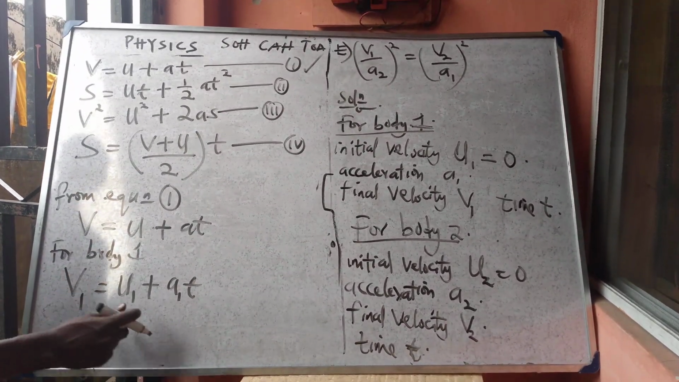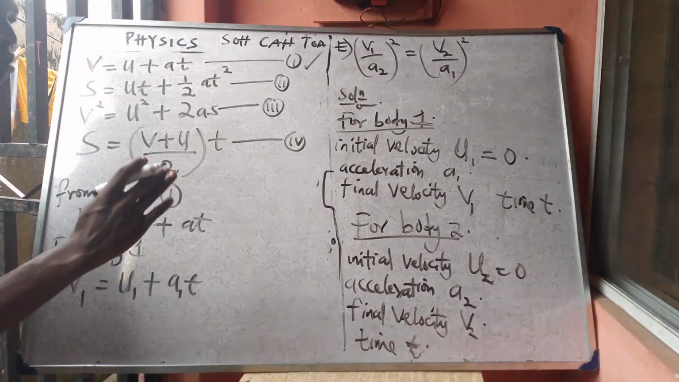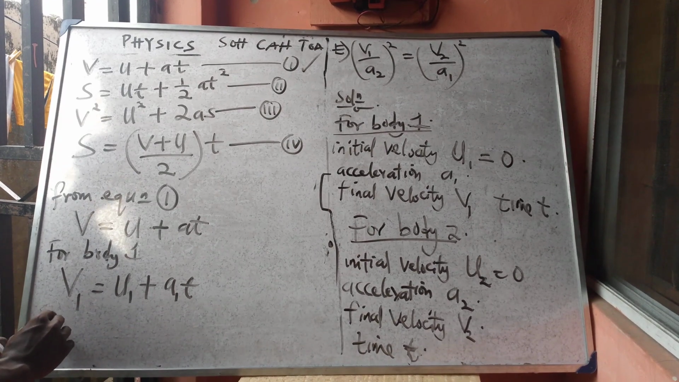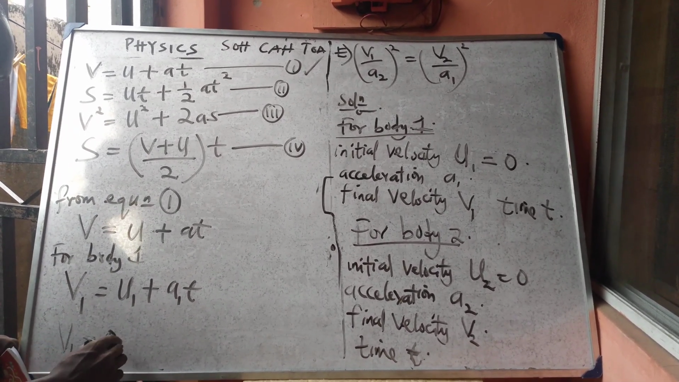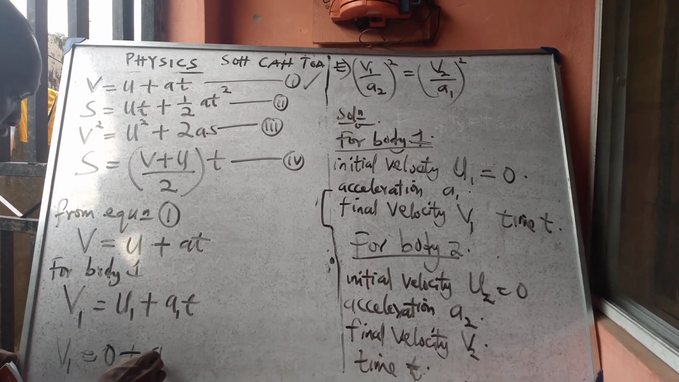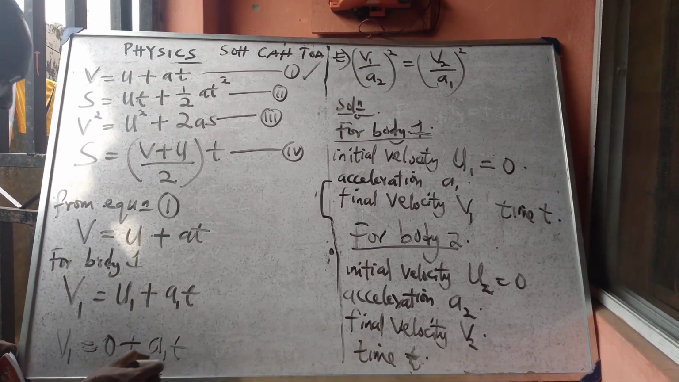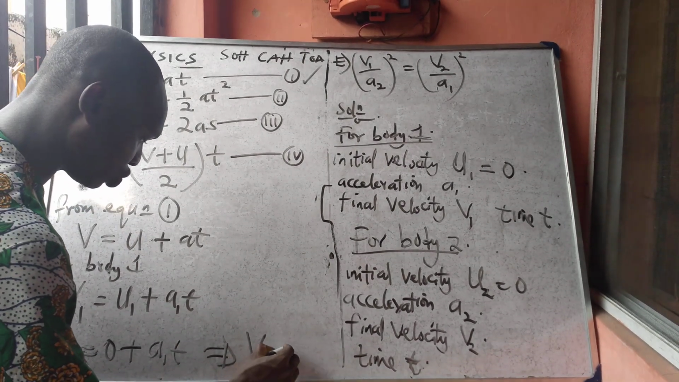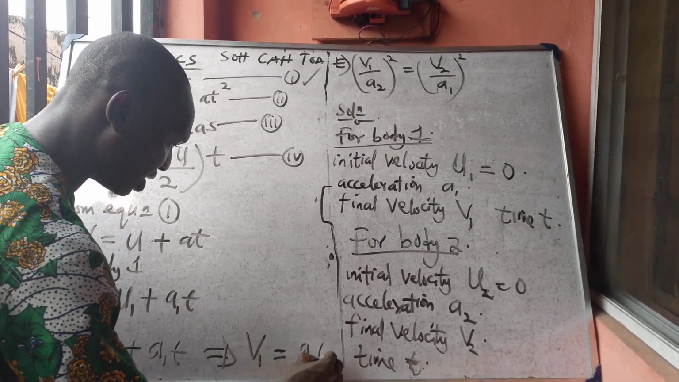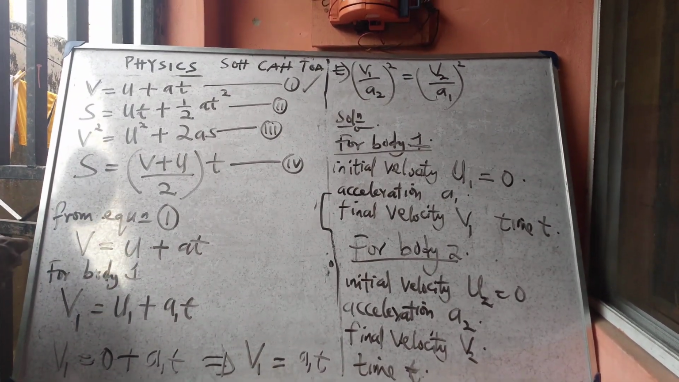Alright, now what is u1? u1 is given to us as what? 0. The body started from rest. So it implies that v1 will be equal to 0 plus a1 times t. Alright, so this is v1 equals a1t. Now what happens to body 2? Let's look at body 2.